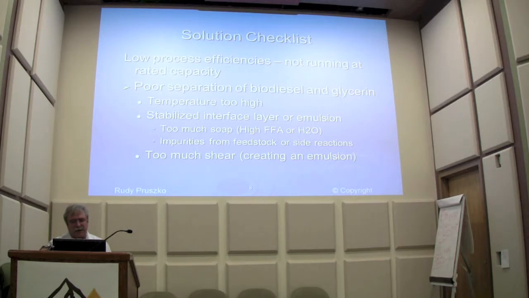Sometimes, again, I mention the feedstock impurities. Too much shear. That's why I talked about, if you really beat the heck out of it, it makes tiny droplets out of the glycerin, and that tiny droplet of glycerin acts like a surfactant and makes an emulsion. So that's why you don't want to have high shear towards the end when you have a lot of glycerin in there.